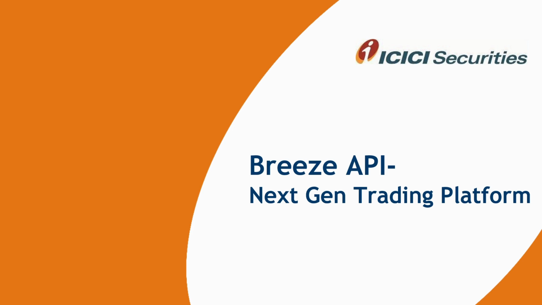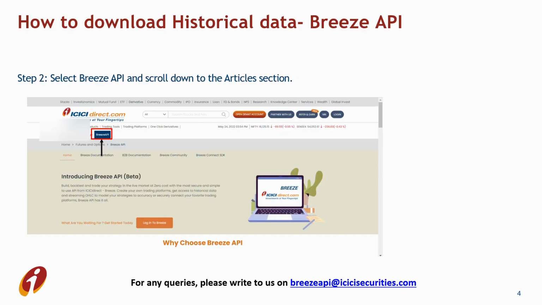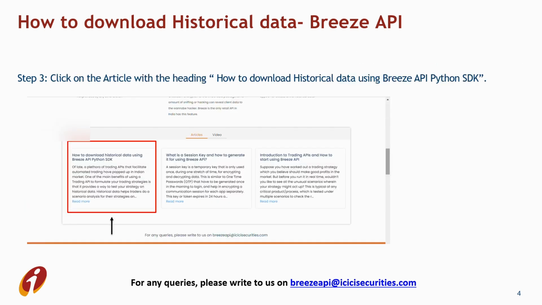Hello users, in this video we are going to see how to fetch historical data using Breeze API. First of all, we will open the website ICICIdirect.com and click on the derivatives option. We will select Breeze API and scroll down to the article section.